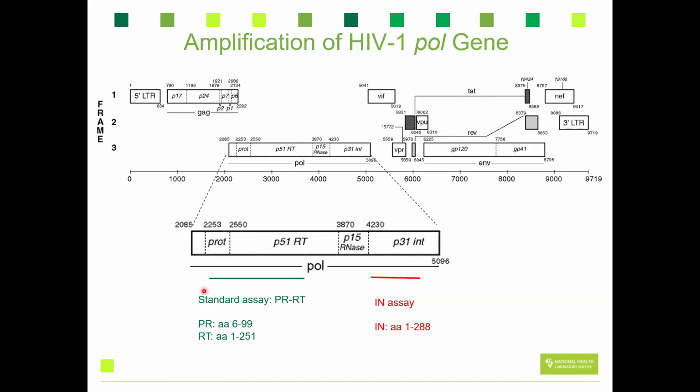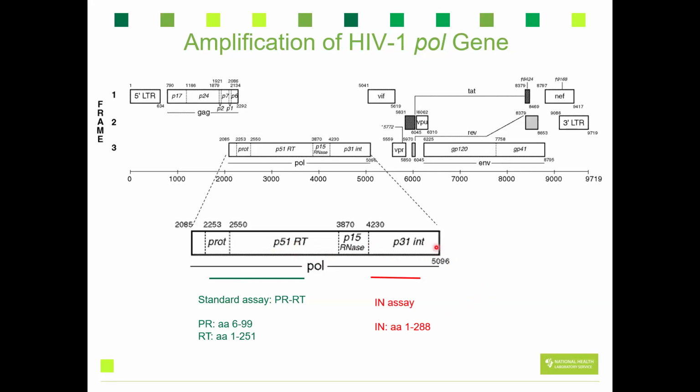Okay. So our standard assay was protease and RT. So we would cover almost everything of protease and the first portion of RT. The reason why the last portion is not done is because there are no clinically relevant mutations known in that region. And the longer we make our fragment that we need to amplify in the lab, the harder it is to get a robust assay in the lab. So that's why we keep it as short as possible.